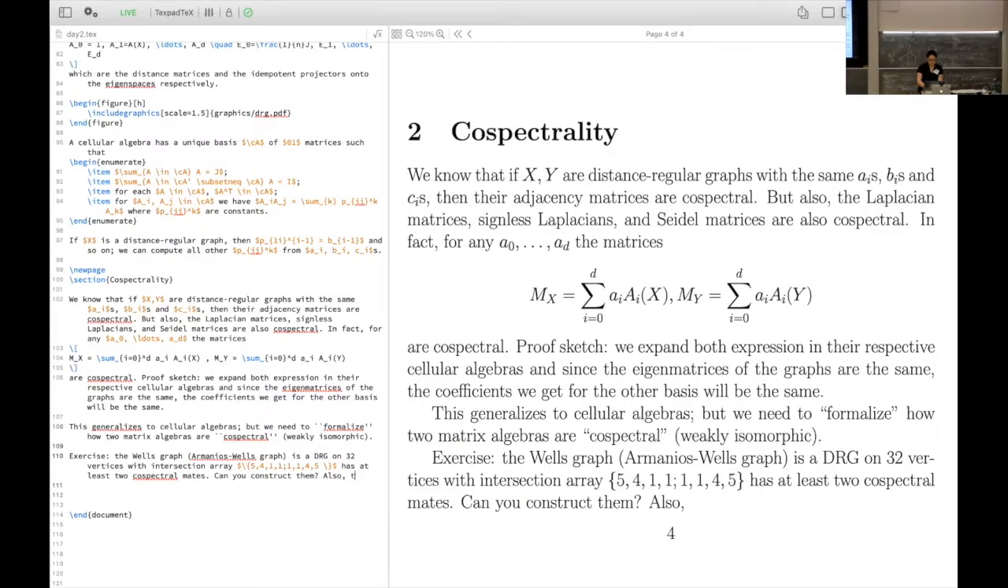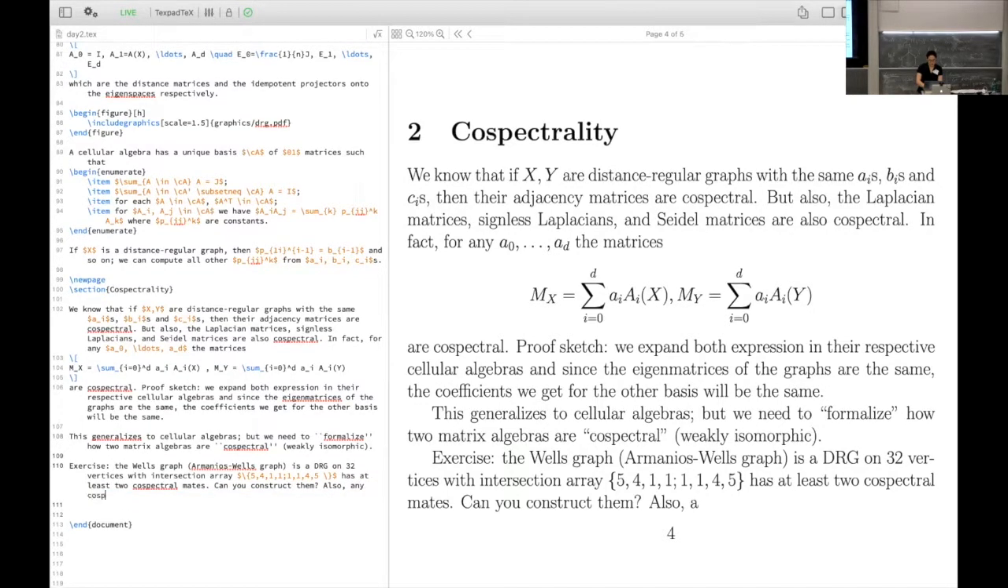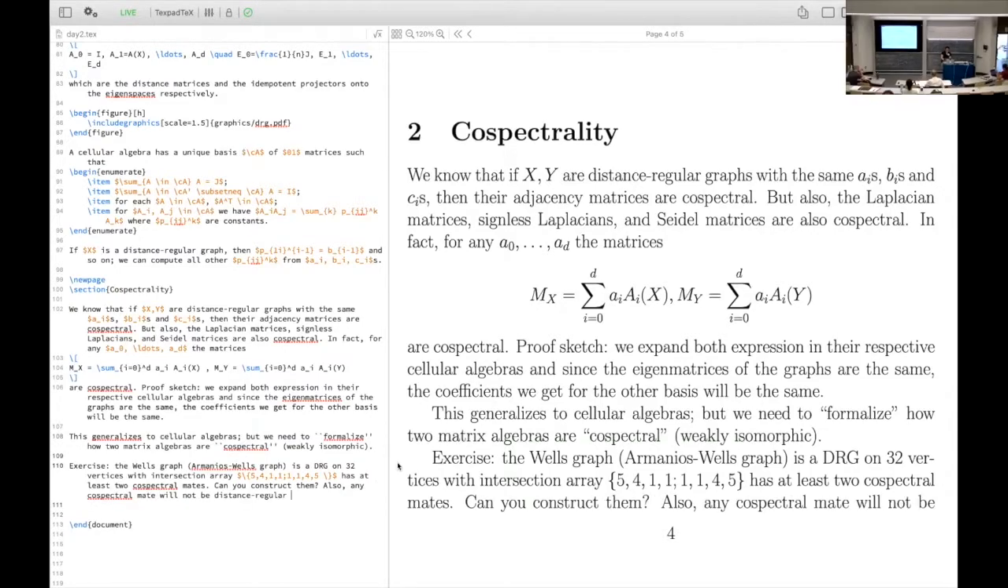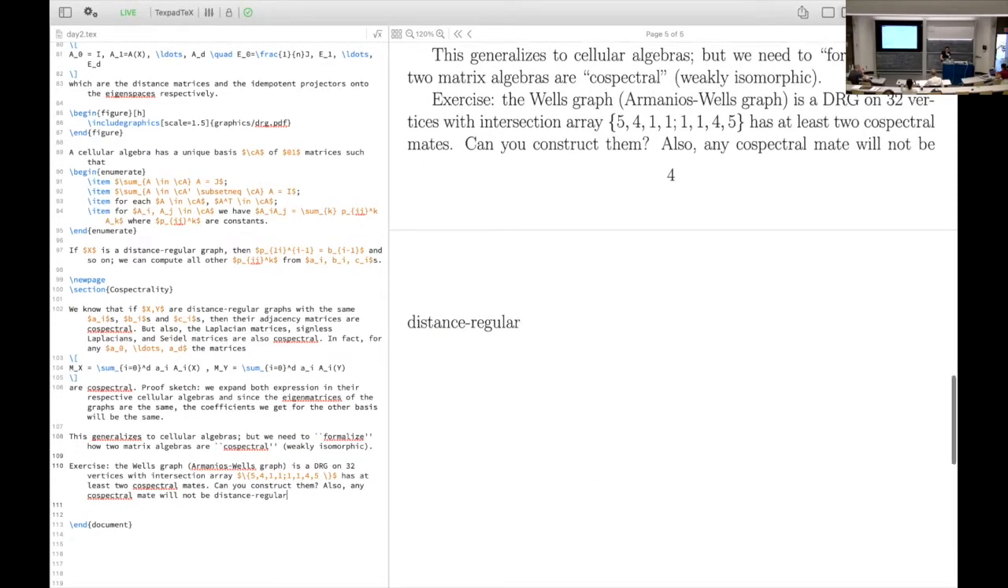But also, any cospectral mate will not be distance regular. So what is an easy way to show that their matrix algebras are different?